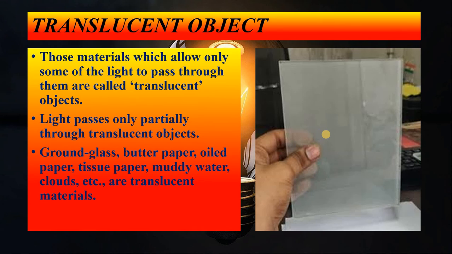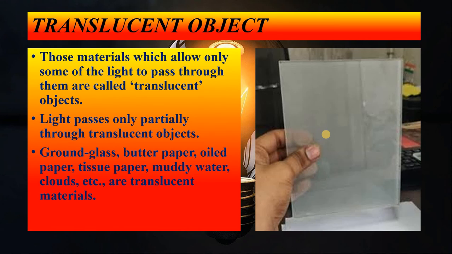Okay. As it allows only a few of the light rays to pass through. Now the windows of bathrooms in our homes, these are made up of translucent materials called what? Called ground glass. So though some outside light may enter the bathroom, nothing is visible clearly from outside.